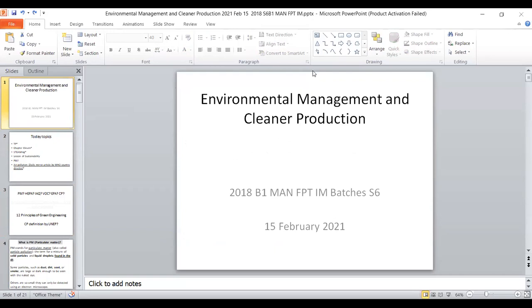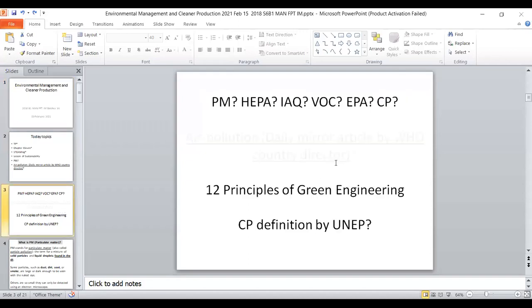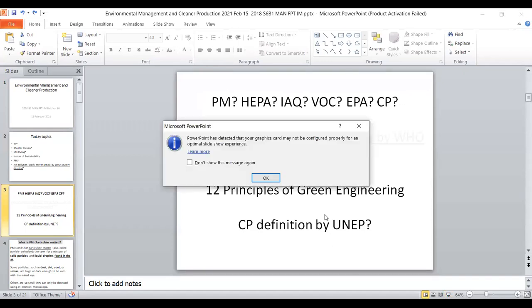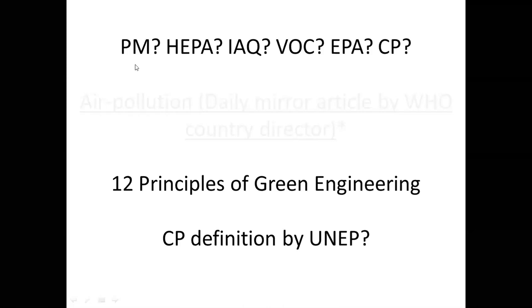So today, 15th February 2021, 2018 B1 Manufacturing Food Process and IM batches, semester 6. Welcome to today's class. Today we are going to discuss these things. This is related to cleaner production.